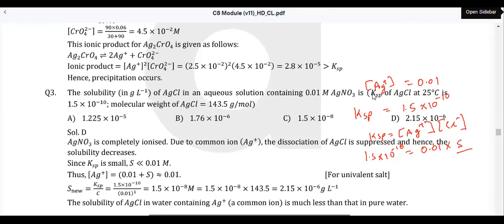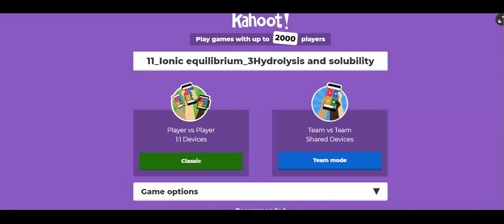Okay, so today we will play Kahoot. Have we played any Kahoot of Ionic equilibrium? Just message me. Yes, one. Okay, we have played one, the basic one, the first one. So today let's play the hydrolysis one and the solubility one. Okay, everyone, please join.